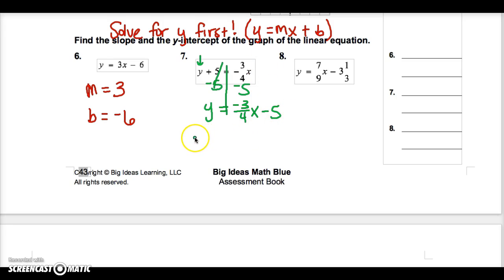So now I can pick out my slope and my y-intercept. The slope, remember, is the number right in front of the x. So that's going to be negative 3/4. Your y-intercept is that other number tagging on over here. So it's going to be a negative 5.